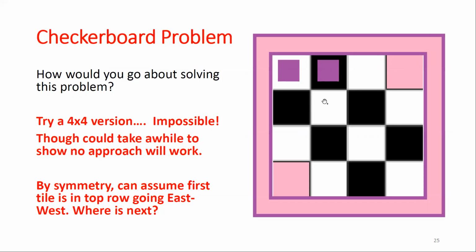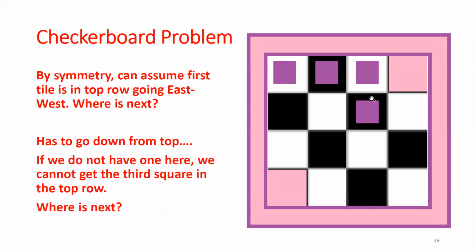It would have to be the third column at the top. Third column, we have to cover this square right here. The only choice we have is to come down. So it has to go like that. Now, there's another square, which I think is telling us which way it has to be covered.